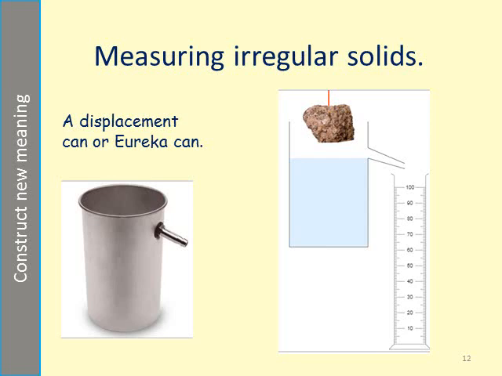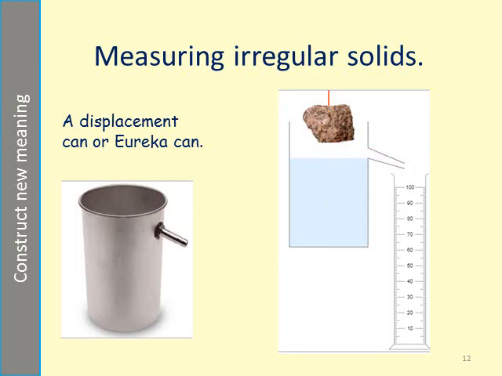Okay, so to measure the density of an irregular solid, as you can see, this is a piece of rock here, and it's not easy to measure the volume with a ruler. So we're going to have to use something called displacement. So we use a displacement can, or a Eureka can. There's a picture of one here. So it's filled up with water there, and then there's a spout here.